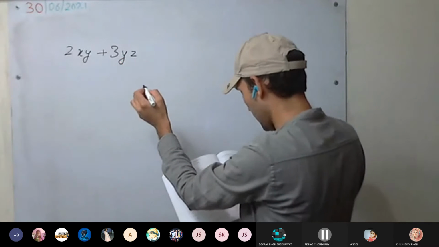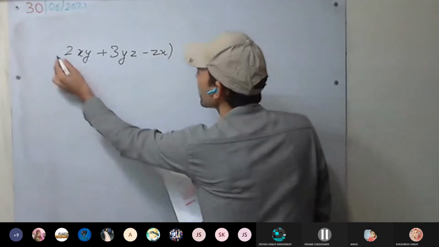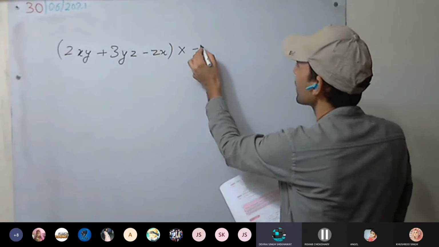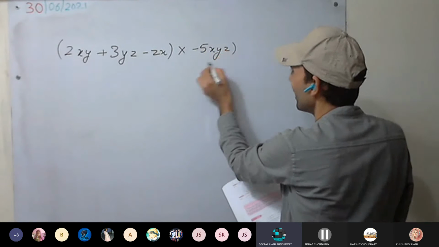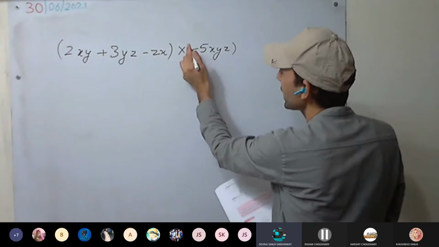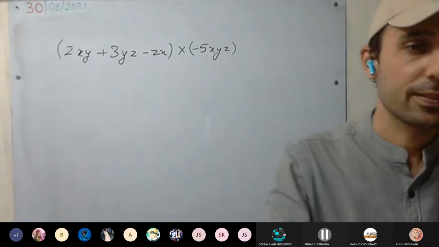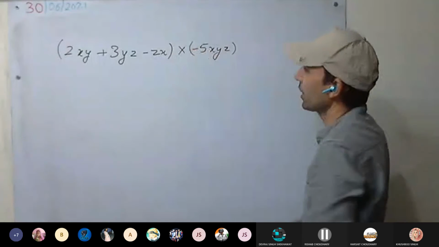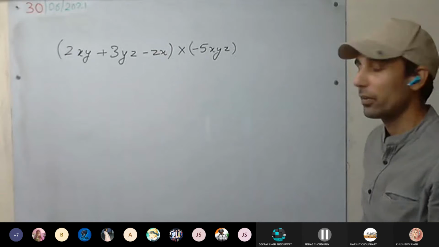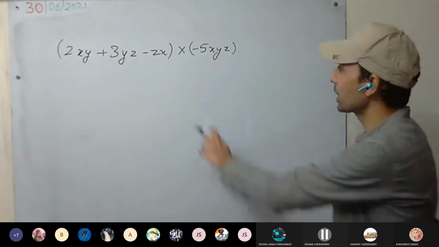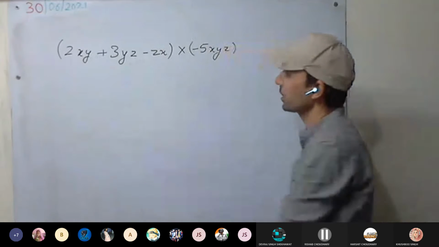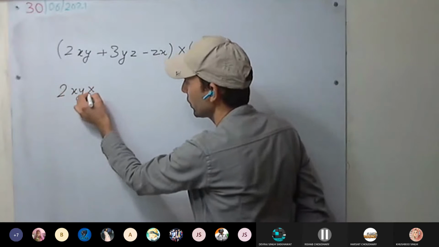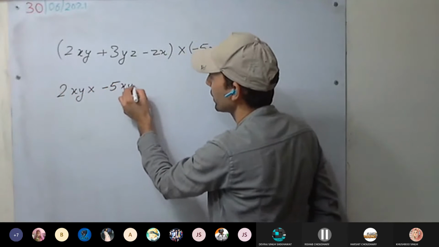3yz, minus zx, into minus 5xyz. So see, whenever into and minus are there, put this in a bracket. It means this whole is multiplied with this minus 5xyz. Now what we are going to do? We will open the bracket. We will distribute multiplication over addition and subtraction. Open the bracket and write 2xy into minus 5xyz.